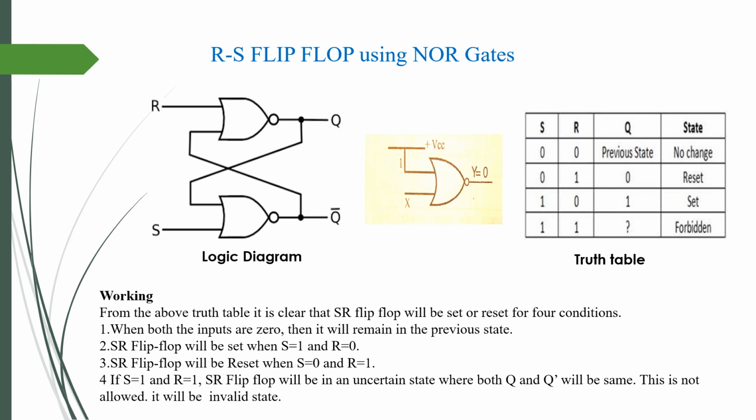Now we will see the last condition. When both inputs are high, that means when S is equal to 1 and R is equal to 1, then according to the disable state of NOR gate, both the gates are disabled, but practically there is a race between the two NOR gates. In this situation, we cannot determine the output state. So this condition is the forbidden state. This condition is not allowed. This is an invalid state.